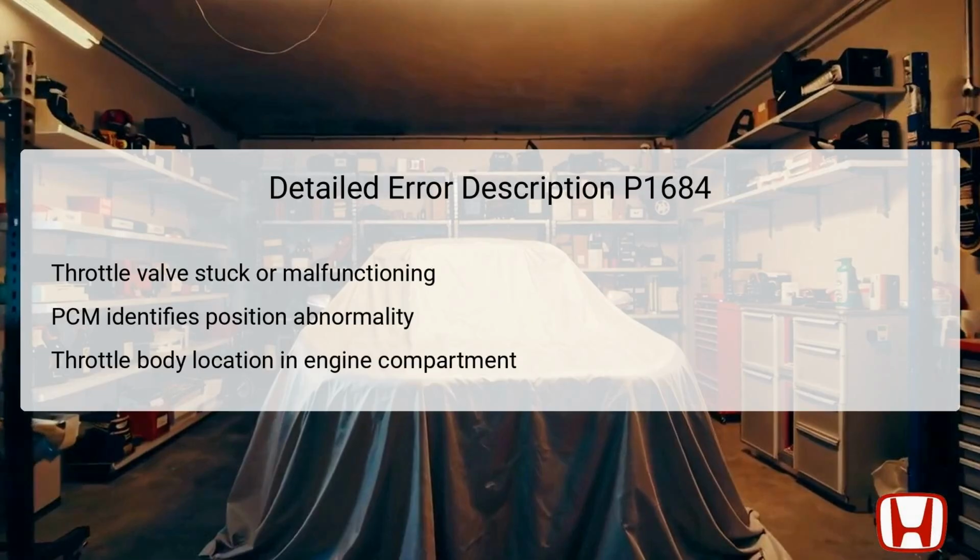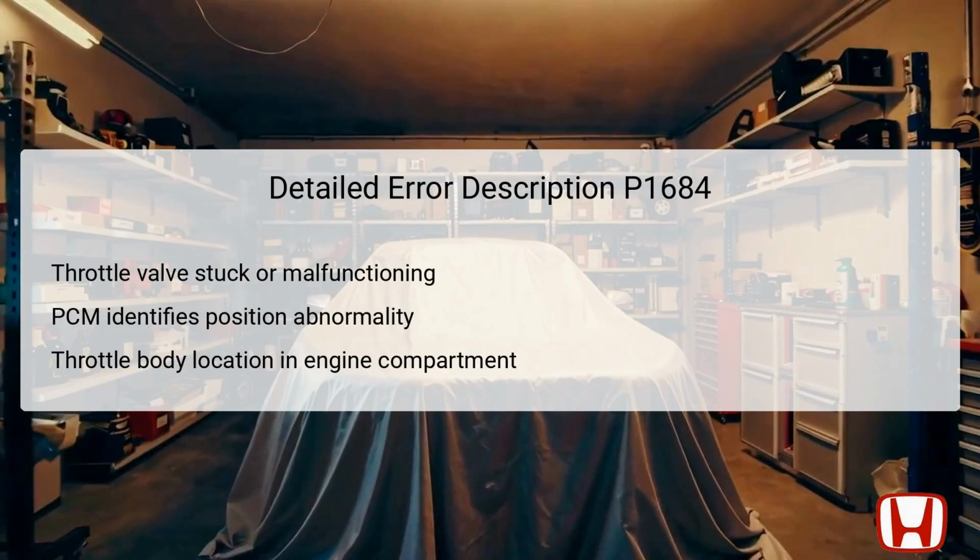The P1684 code signals a malfunction in the throttle valve return spring performance, which serves to ensure that the throttle valve returns to its design position when not in use. This spring's function is crucial because it helps maintain optimal engine performance and fuel efficiency. Located at the throttle body within the engine compartment, any issues with this component can directly affect vehicle operation.